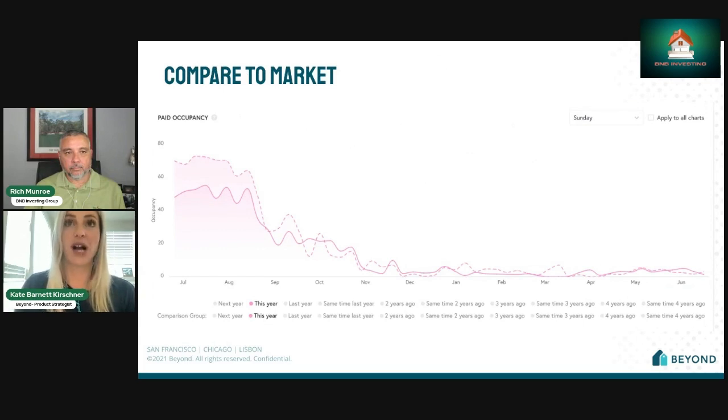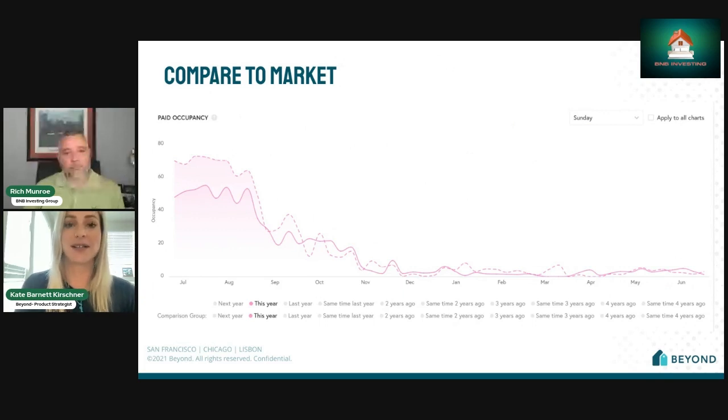So just like our algorithm, we also provide two different types of data to our users. When we compare to market within our data component, we are looking at other Beyond Pricing users. And that's because a lot of our charts, we want them to be as accurate as possible. So when we're looking at paid occupancy, we want to give you true paid occupancy compared to the market and be able to pull out any of those maintenance blocks or owner blocks.